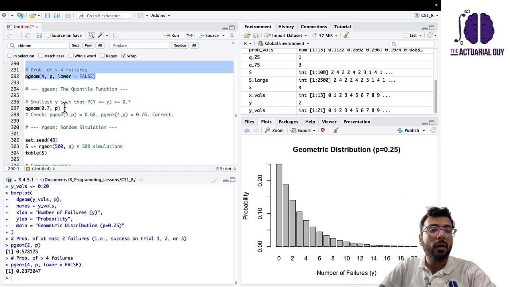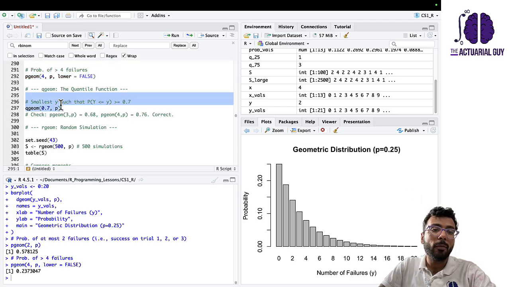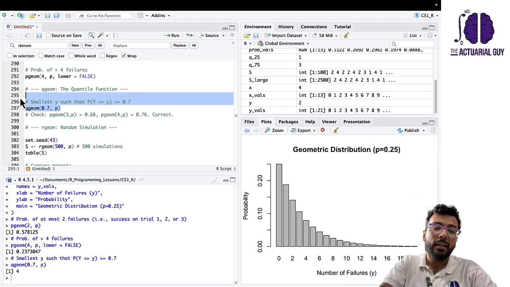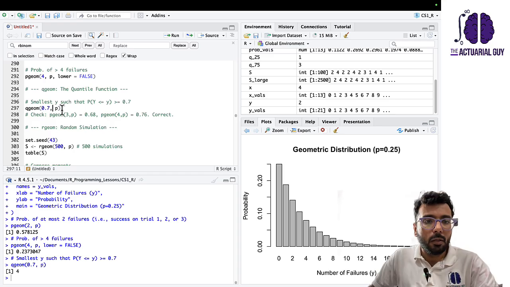Then if you want to get the quantile, you can use qgeom. So the 70th percentile, that is the smallest value of y such that the probability of having fewer failures than y is greater than or equal to 70%, will be 4. Okay, so if you just look at the graph of the CDF, if you plot the CDF and you look against 70%, you will find the value 4. Okay, so that's how it works.